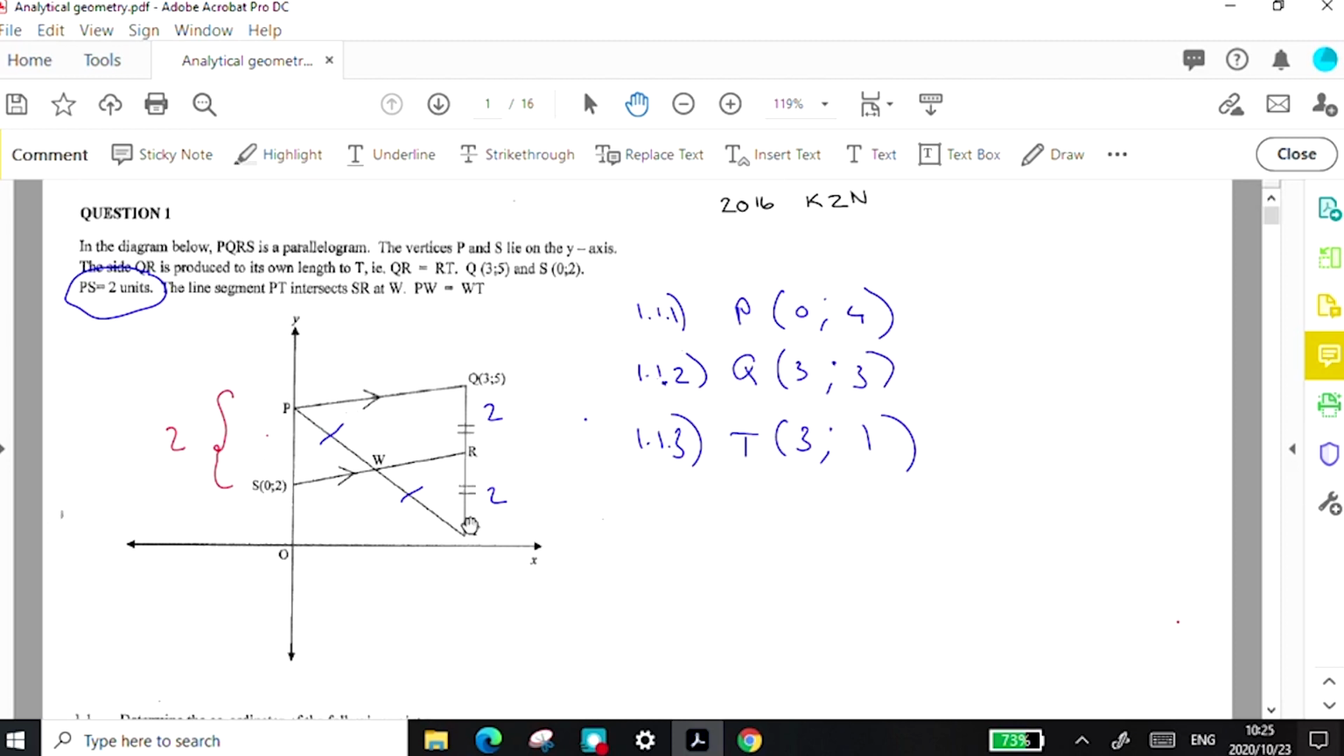So the y value of t, we know that these two sides are equal. So we're adding 2 plus 2, and it's taking 5 minus 2 plus 2, which is equal to 1.